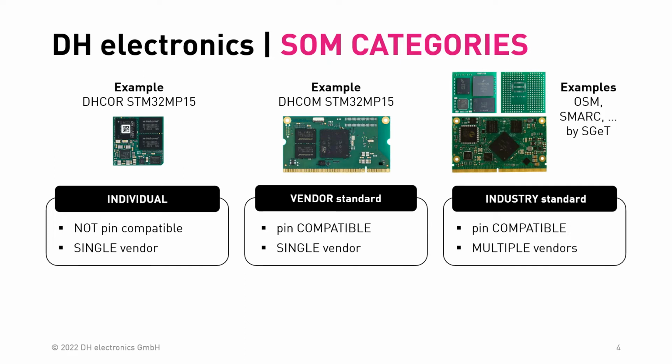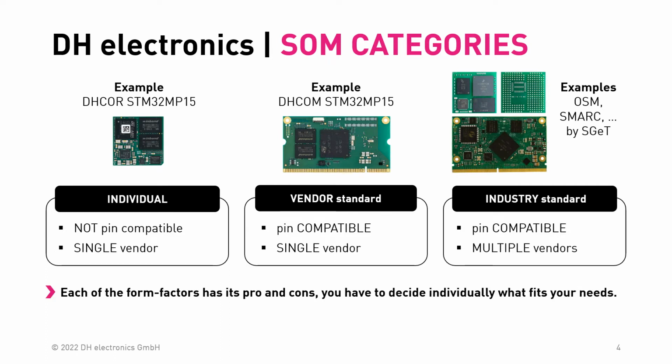And the last category on the market is industry standard. And here we have again the pin compatibility, but these system on modules are available from multiple vendors. Examples here are standards like OSM or SMARC by SGET. And in summary, I can say each of these categories has its pros and cons. And we will have a detailed look at this on the next slides.